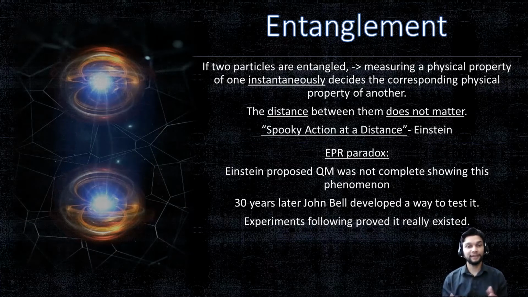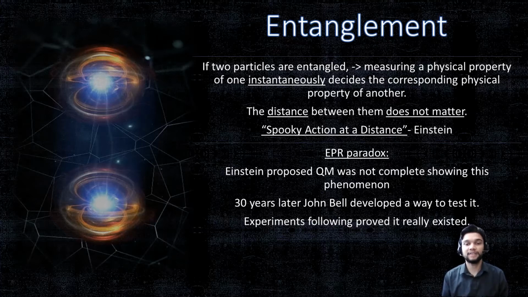If you thought that was interesting, then entanglement is even more interesting, because if you take two particles that are entangled with each other and measure a physical property of one particle, you instantaneously decide the corresponding physical property of the other particle without the need of measurement. And an even weirder thing is that the distance between them does not matter. So one particle can be here in Miami and the other can be at the other end of the Milky Way galaxy, and you would still be able to tell the physical property of that particle just by measuring the particle that you have here, if they are entangled. It was this phenomenon that Einstein called spooky action at a distance.